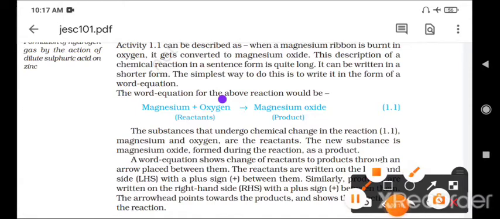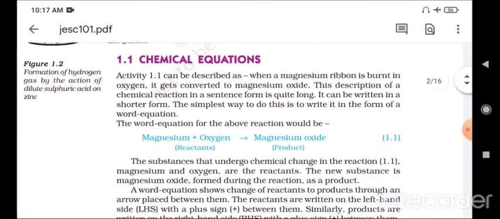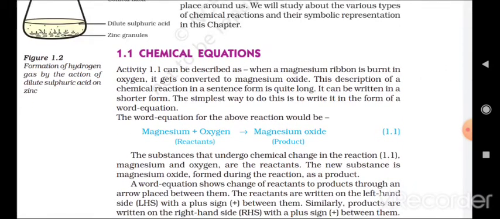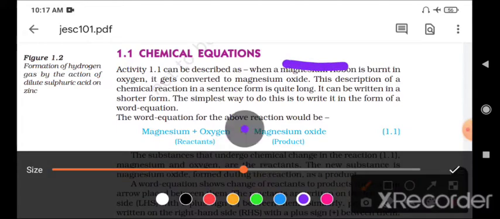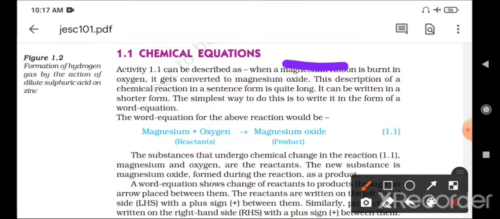Next topic is chemical equation. So chemical equation. Activity 1.1 can be described as when magnesium ribbon burns in oxygen, it converts to magnesium oxide.